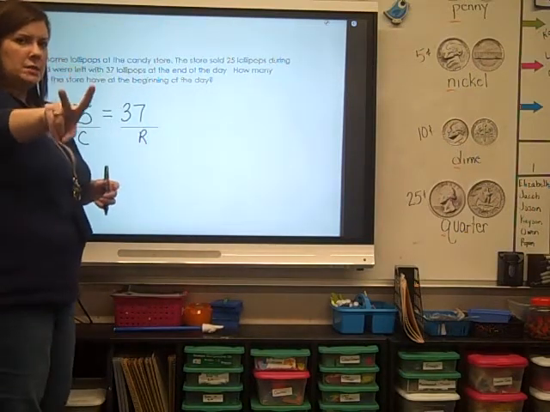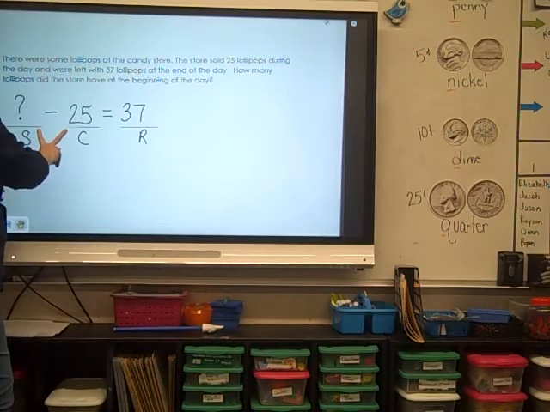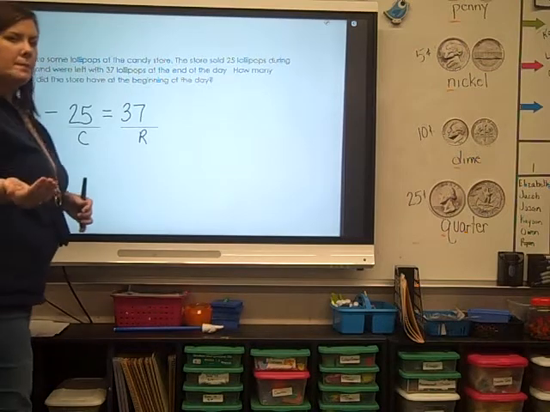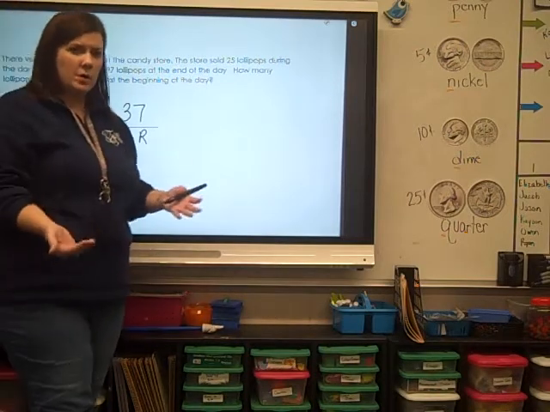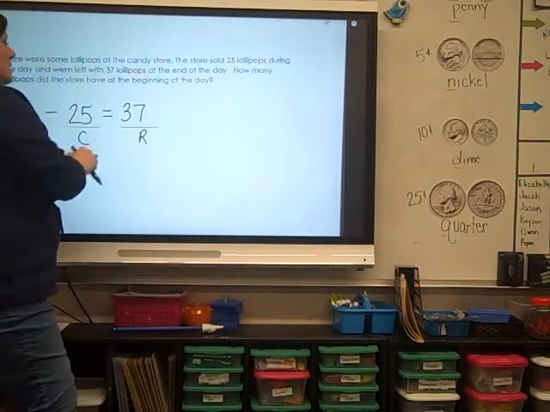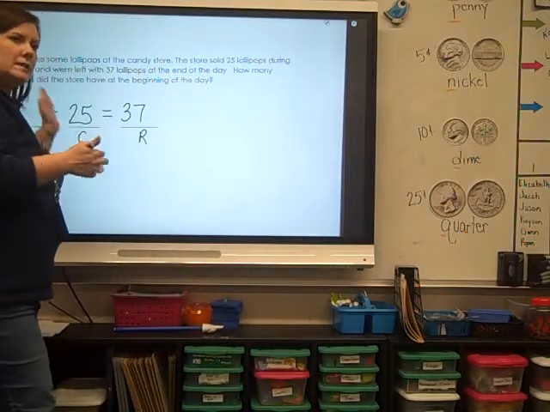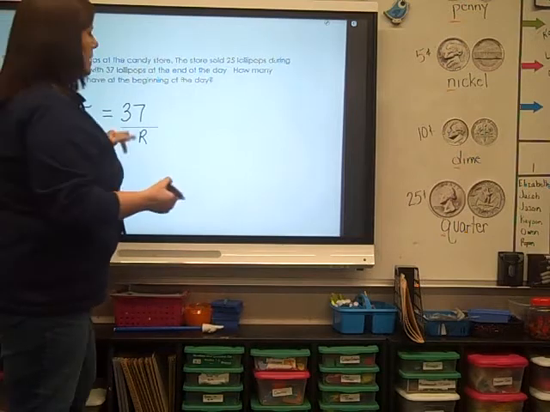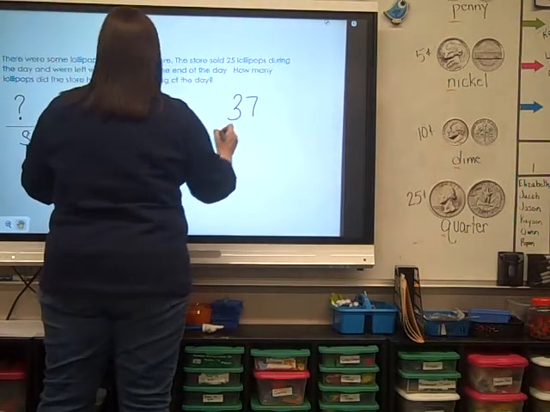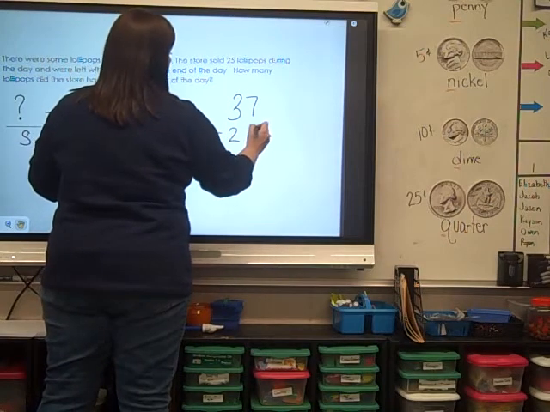Now let's do our strategy. Put our fingers on both sides of that takeaway sign. Can I take away? No, I don't have a number on both sides of my takeaway sign. I have to do the opposite. What's the opposite of subtract? Again, add. So we're going to take these two numbers and add them together, and that will tell us how many they started with. So come over here. Let's do our 37 plus 25.